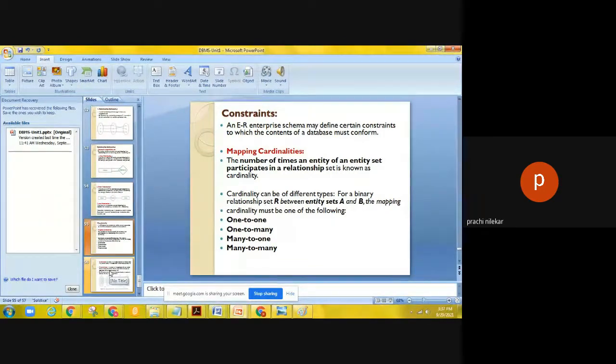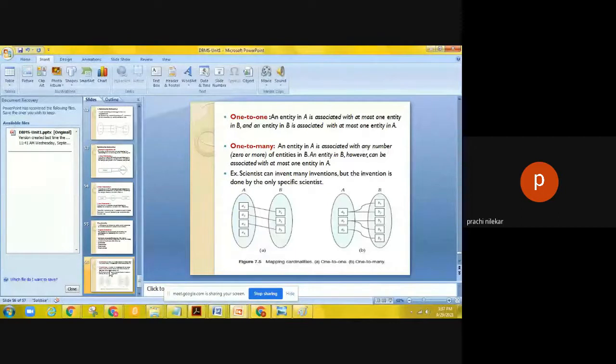Let's see them one by one individually. First one is one to one. An entity in A is associated with at most one entity in B. Here A and B are the entity sets, and A1 is associated with at most one entity in the B set. That means it is a one to one relation.